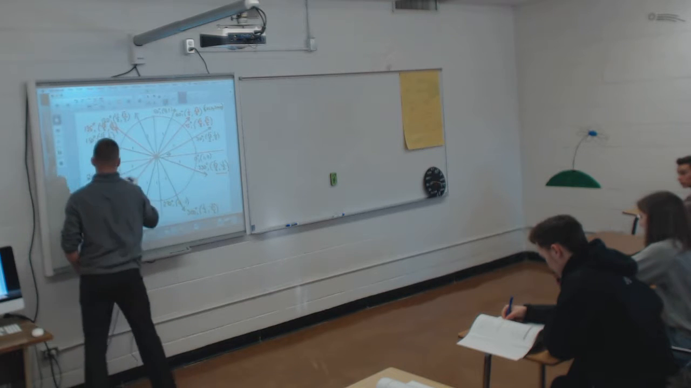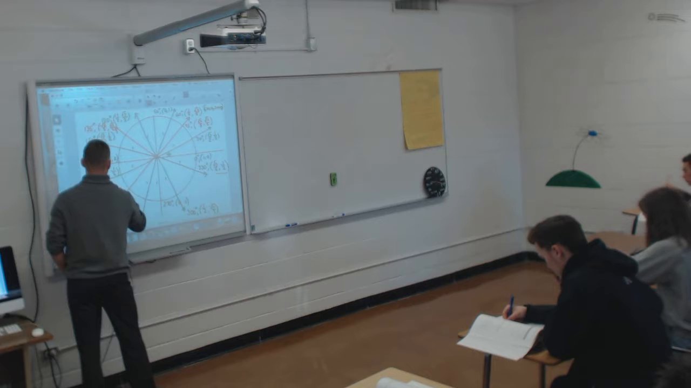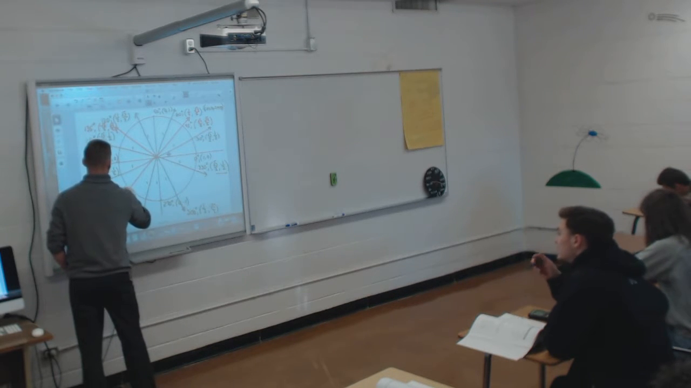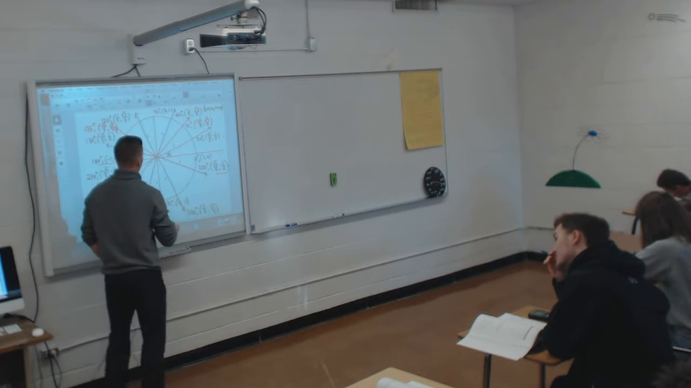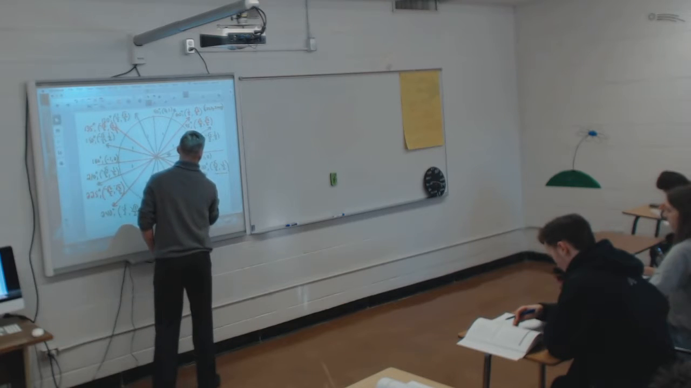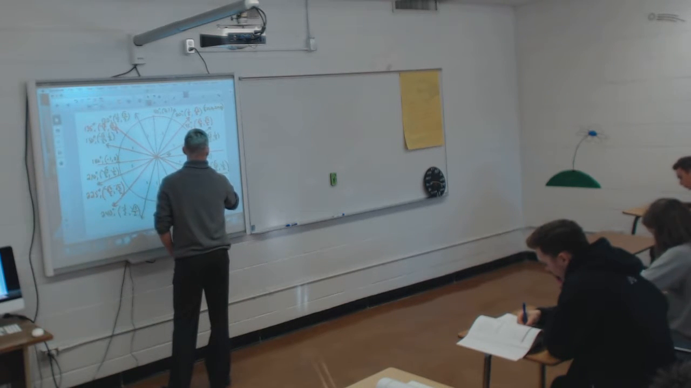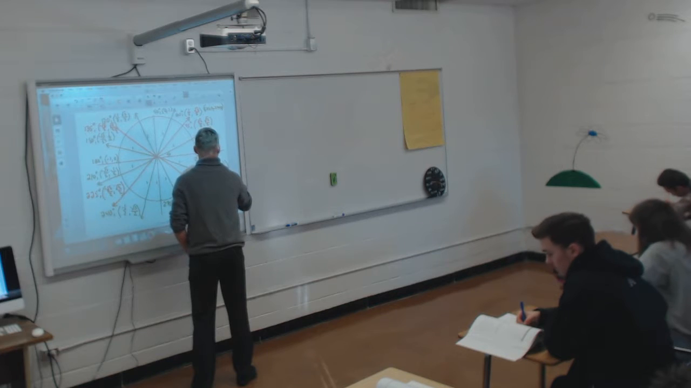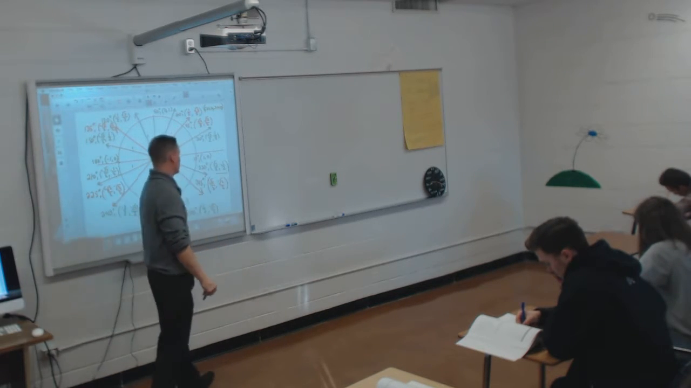225 degrees. What is it down here? Both are negative, thank you. And then over here, 315 degrees. Positive root 2 over 2, and negative root 2 over 2. Good.